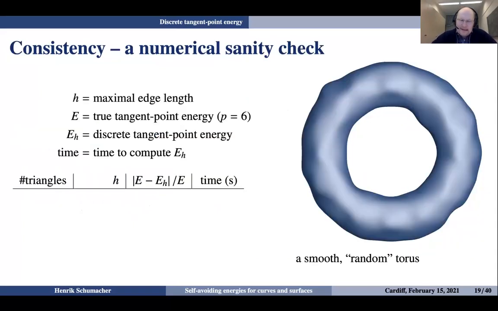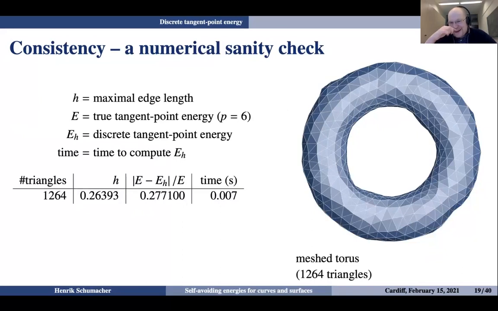Is this actually meaningful? The simple answer is, I don't know. It works in practice. But for example, what we cannot show at the moment is that when we compute discrete minimizers, they are really close to smooth ones. What we can do is take a decently smooth surface and discretize it, and see if we are at least able to approximate the true tangent point energy.